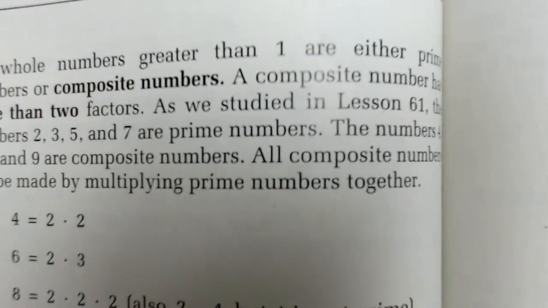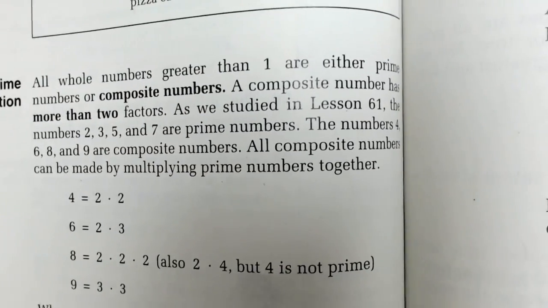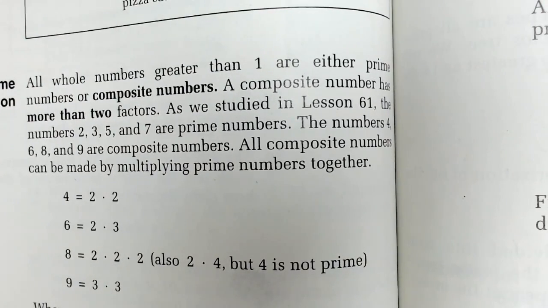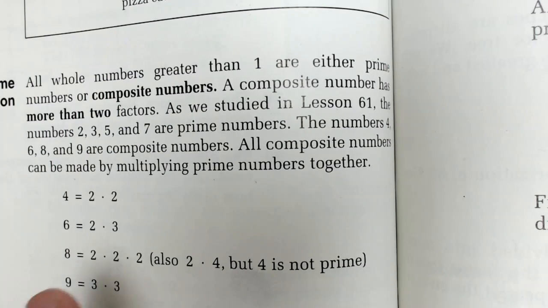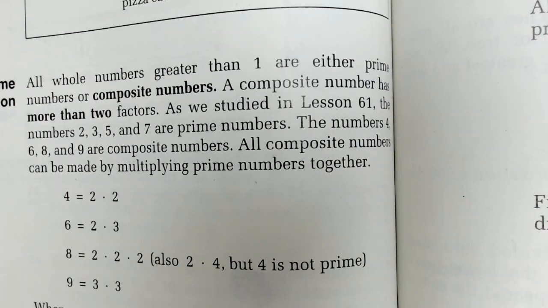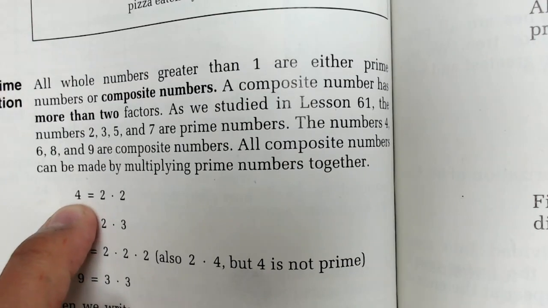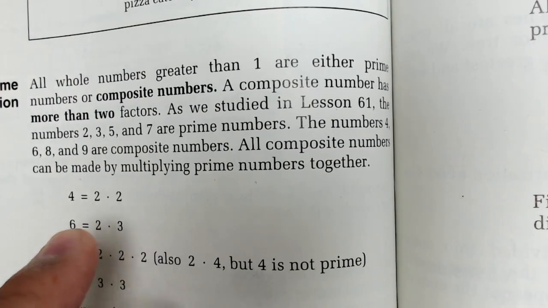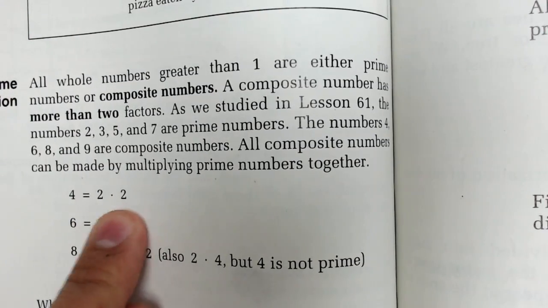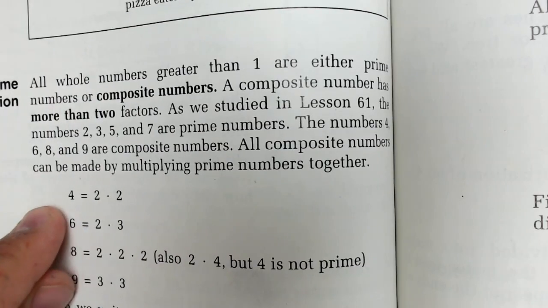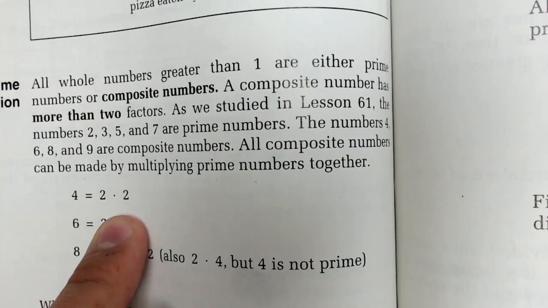Prime factorization is taking a composite number, any number that can have more than two factors, or any number that's not prime, and rewriting it in factors that are prime. For example, if I take the composite number 4 and write it in prime factorization, 4 equals 2 times 2. 2 is a prime number, and 2 times 2 equals 4. I've taken the number 4 and rewritten it in prime factorization.